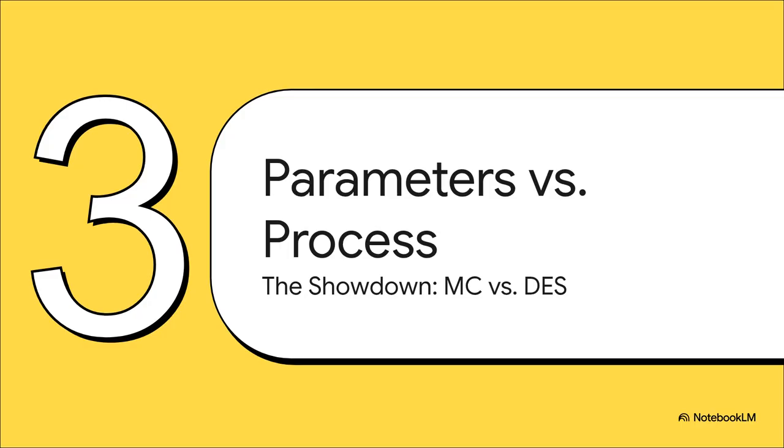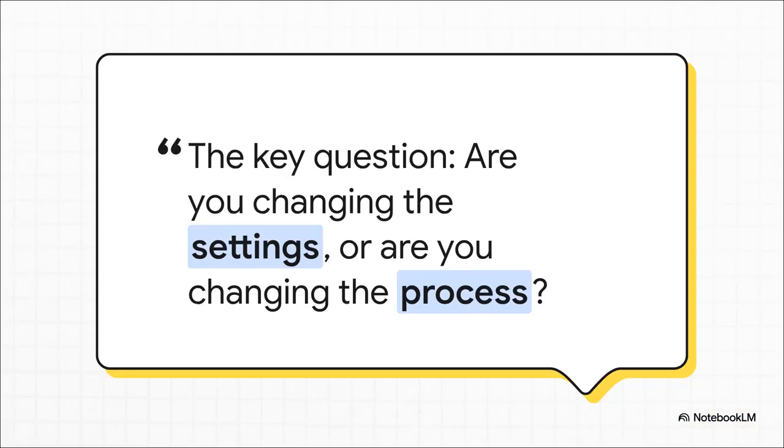So this brings us to the main event. We have one method that's all about random inputs, and another that's all about time and flow. So how in the world do you know which one to use? Okay, this is it. This is the crucial takeaway. It all boils down to this one question.